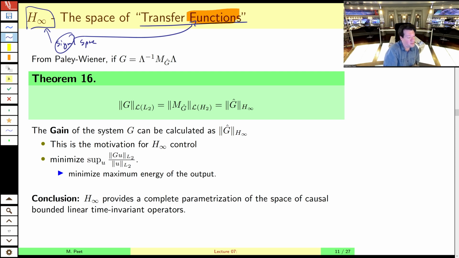But by Paley-Wiener, and the result on the previous slide, we know that there's a one-to-one relationship between these causal linear time invariant systems and these spaces of transfer functions. So G is a causal linear time invariant system if and only if there exists a G hat in H infinity, which can represent that system through the Laplace transform. Okay.